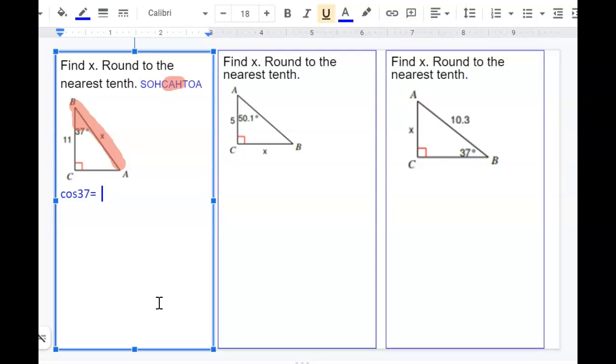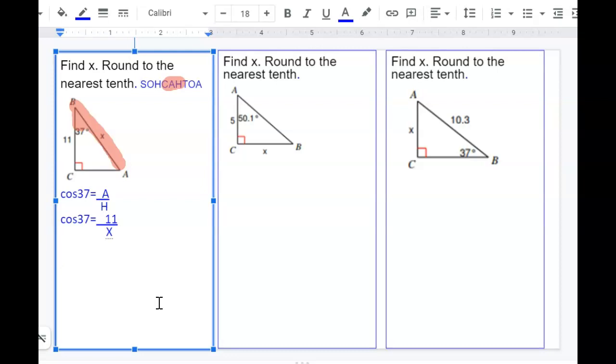Adjacent over hypotenuse. So you have adjacent over hypotenuse. But what is the adjacent? The adjacent is 11, the hypotenuse is x. So we have cos 37 is equal to my adjacent, again 11, over my hypotenuse, x.